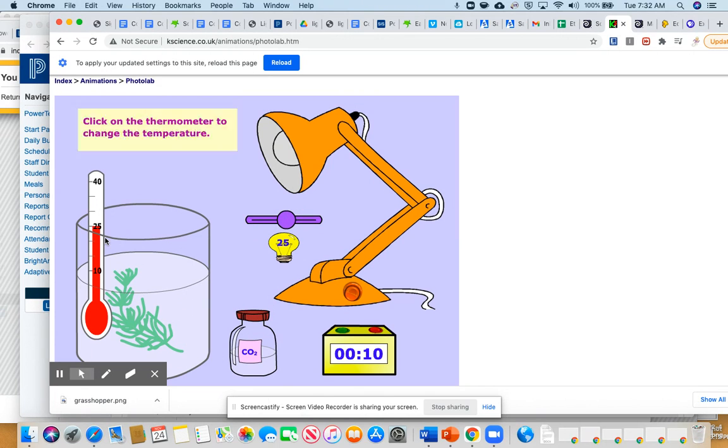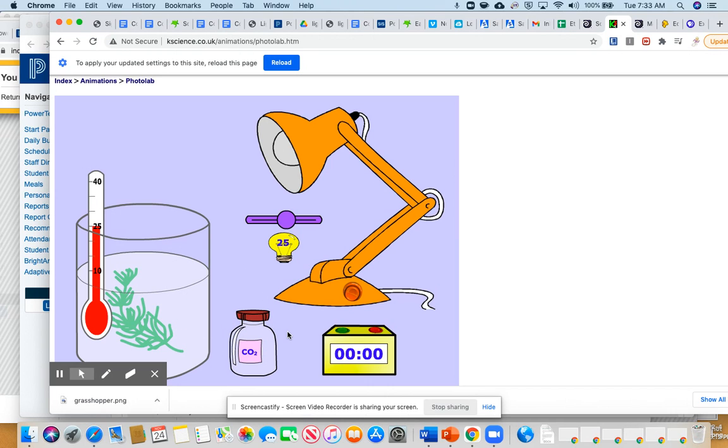And now we're going to keep temperature at 25 and light intensity at 25. And we're going to measure the amount of dissolved CO2. Now we're at half. So we're going to measure it. Here we go. 1, 2, 3, 4, 5, 6, 7, 8, 9. Okay, we've got 9. Now we're going to increase it. 1, 2, 3, 4, 5, 6. Okay.